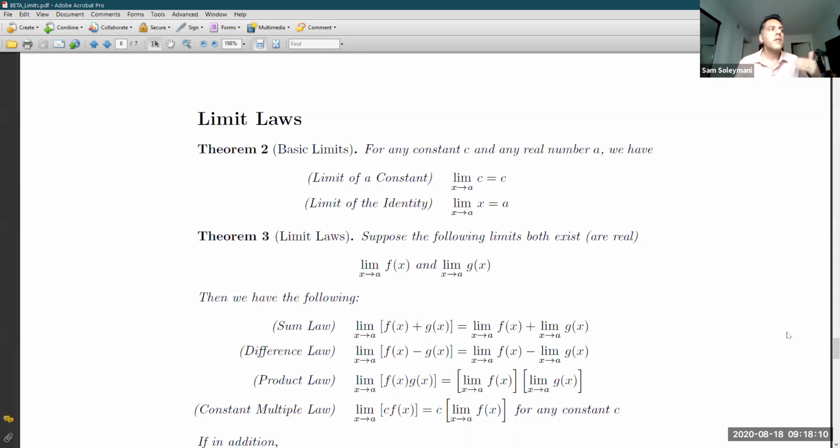Okay? So theorem 2 for the limit laws says that the limit as x goes to a of c is c. The limit of a constant is a constant, so yeah, I know, we know. The limit of x as x goes to a is a. Yeah, whatever. I want you guys to pay attention to theorem 3. Okay? Pay attention to 3.